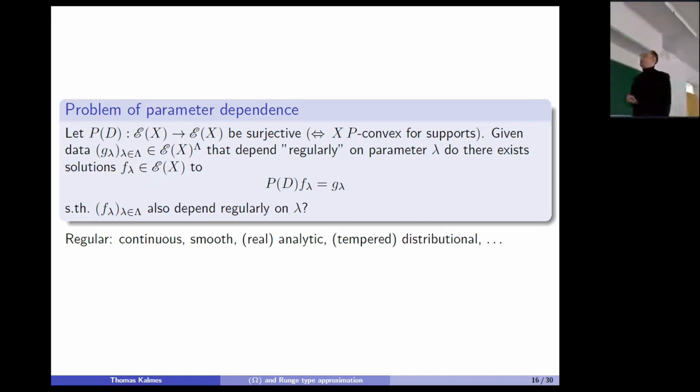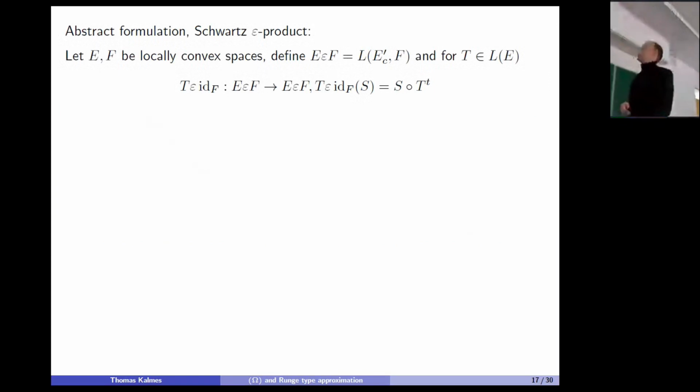Okay, to give an abstract formulation of this parameter dependence problem, let's recall the epsilon product of Schwartz. For two locally convex spaces E and F, the epsilon product is defined as the space of continuous linear operators from the dual of E, equipped with the topology of uniform convergence on the absolutely convex compact subsets, into F. And for an operator T on E, we denote the epsilon product of T with the identity on F, on the epsilon product of E and F, by this formula.